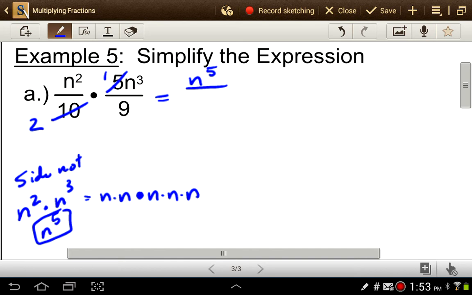On the bottom I have 2 times 9, which is 18. I cannot do anything else. That is my final answer. N to the 5th power over 18.